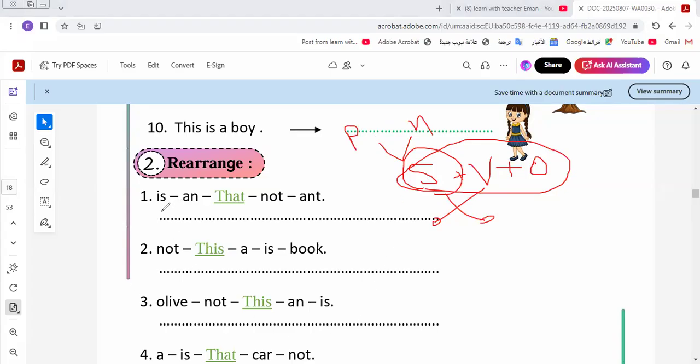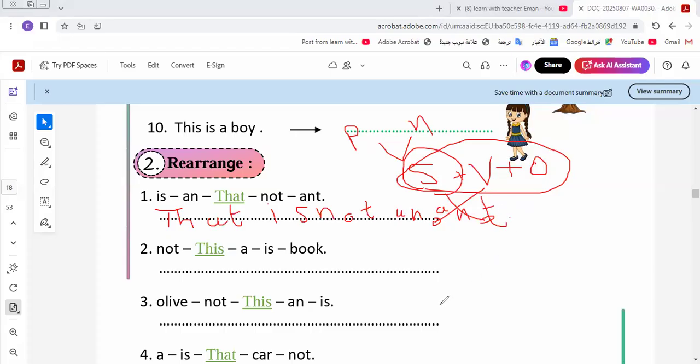Okay. Let's answer the three questions in this exercise. I will start with the subject. That is an ant. That isn't an ant. And I put a full stop at the end of the sentence. If you have a question form, you must put the question mark at the end of the sentence.